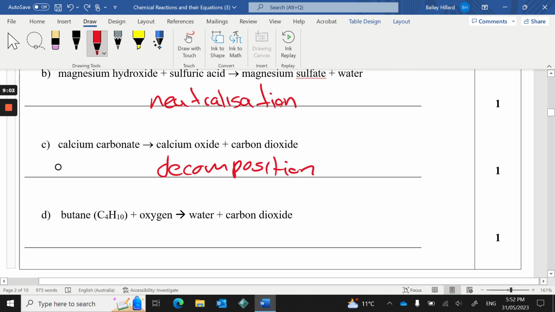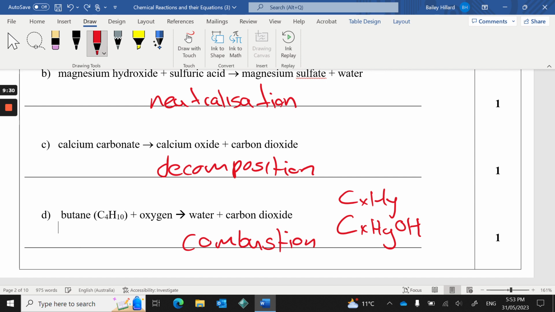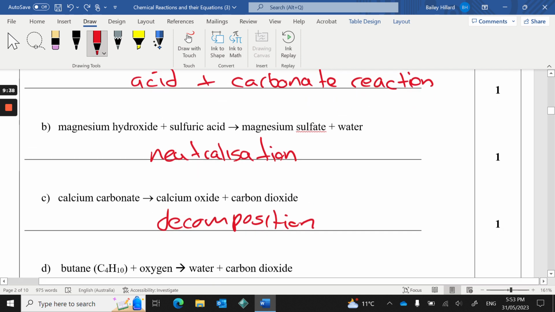The last thing that we have here is butane plus oxygen goes to water and carbon dioxide. This is combustion. Okay, when we have combustion, it's always things like hydrocarbons, which is things like this. Now the X and the Y here can represent any number, or we also saw throughout our topic that sometimes we have that OH on the end, which makes it an alcohol. Either way, those 2 things mixed with oxygen always gives us a combustion reaction. So there's those answers to those 4 there.